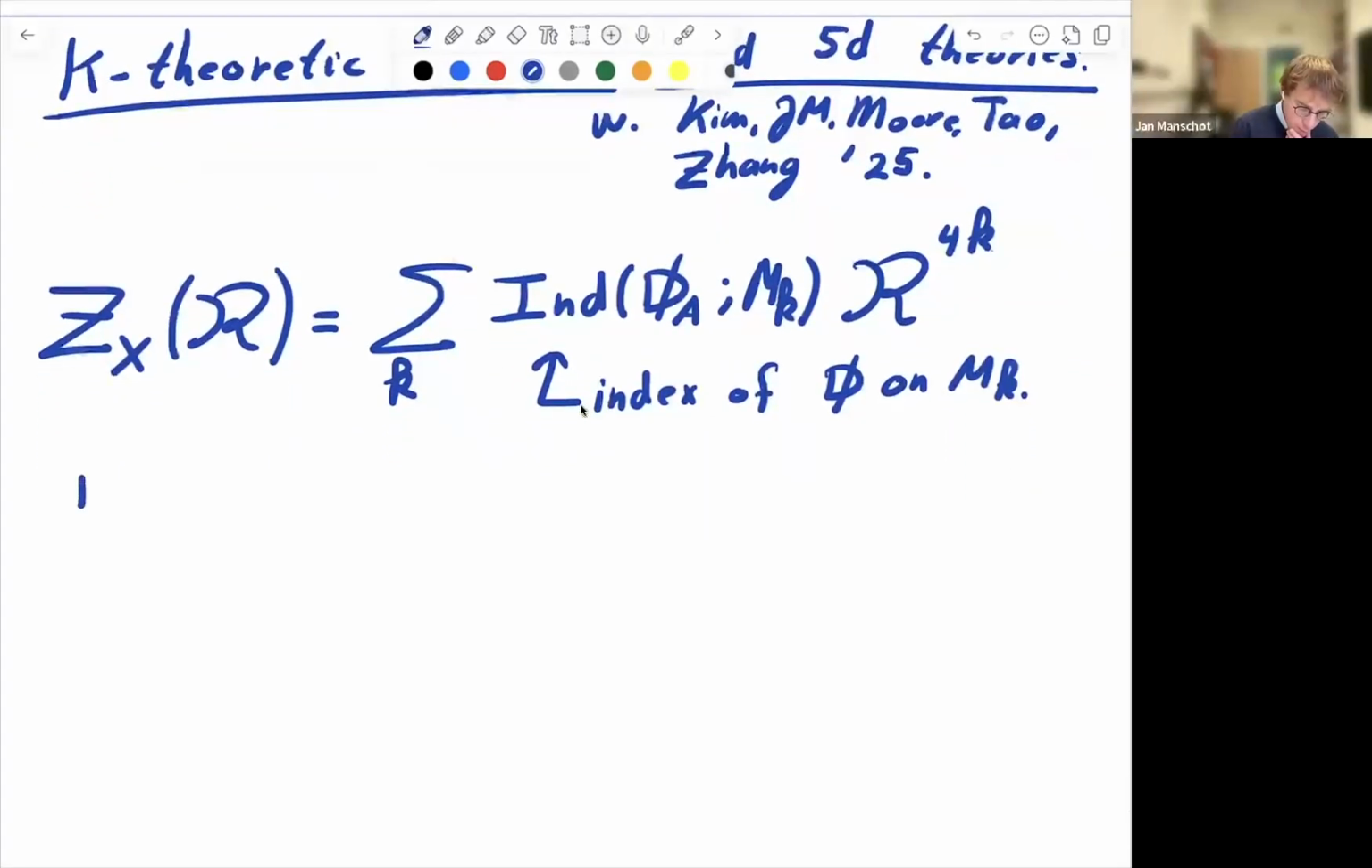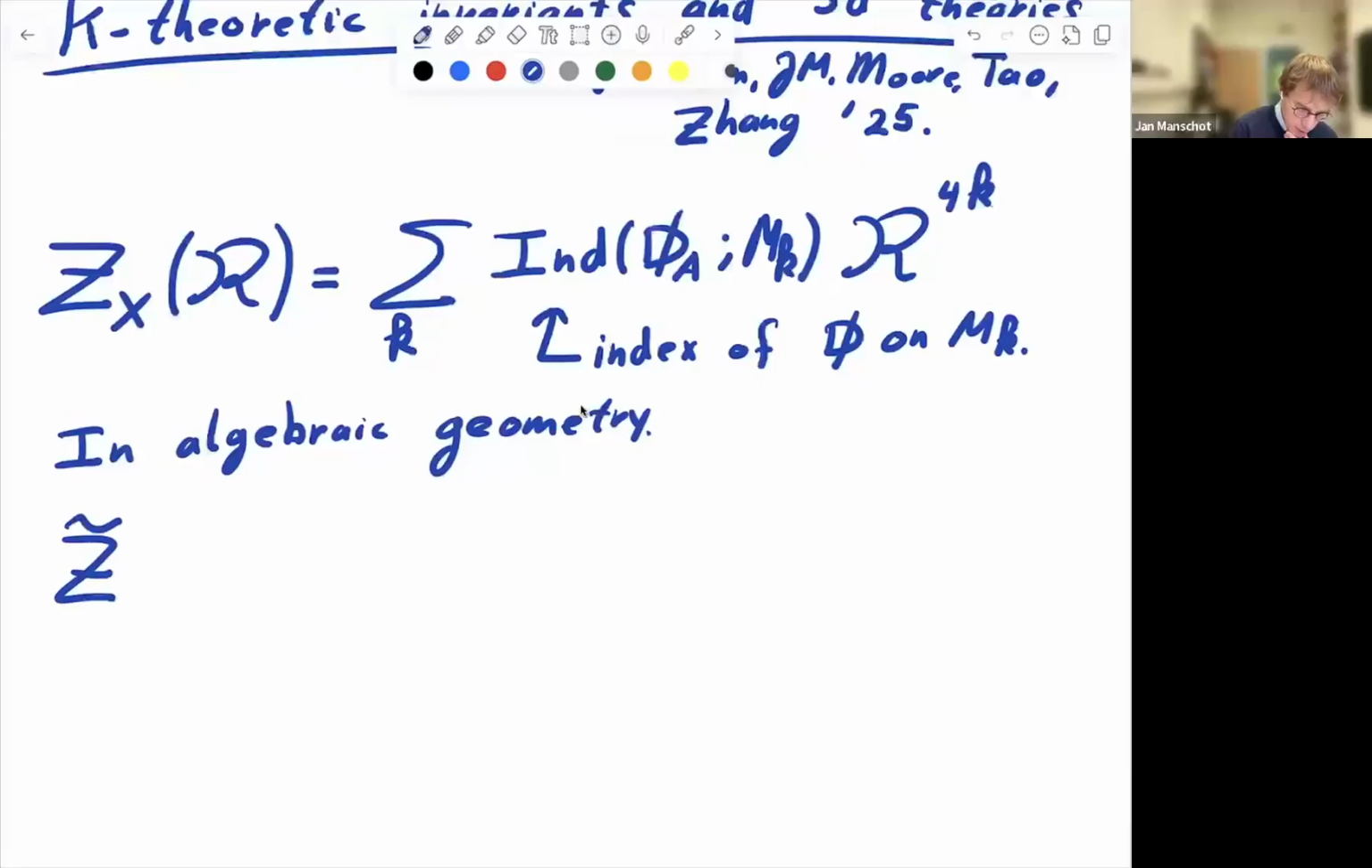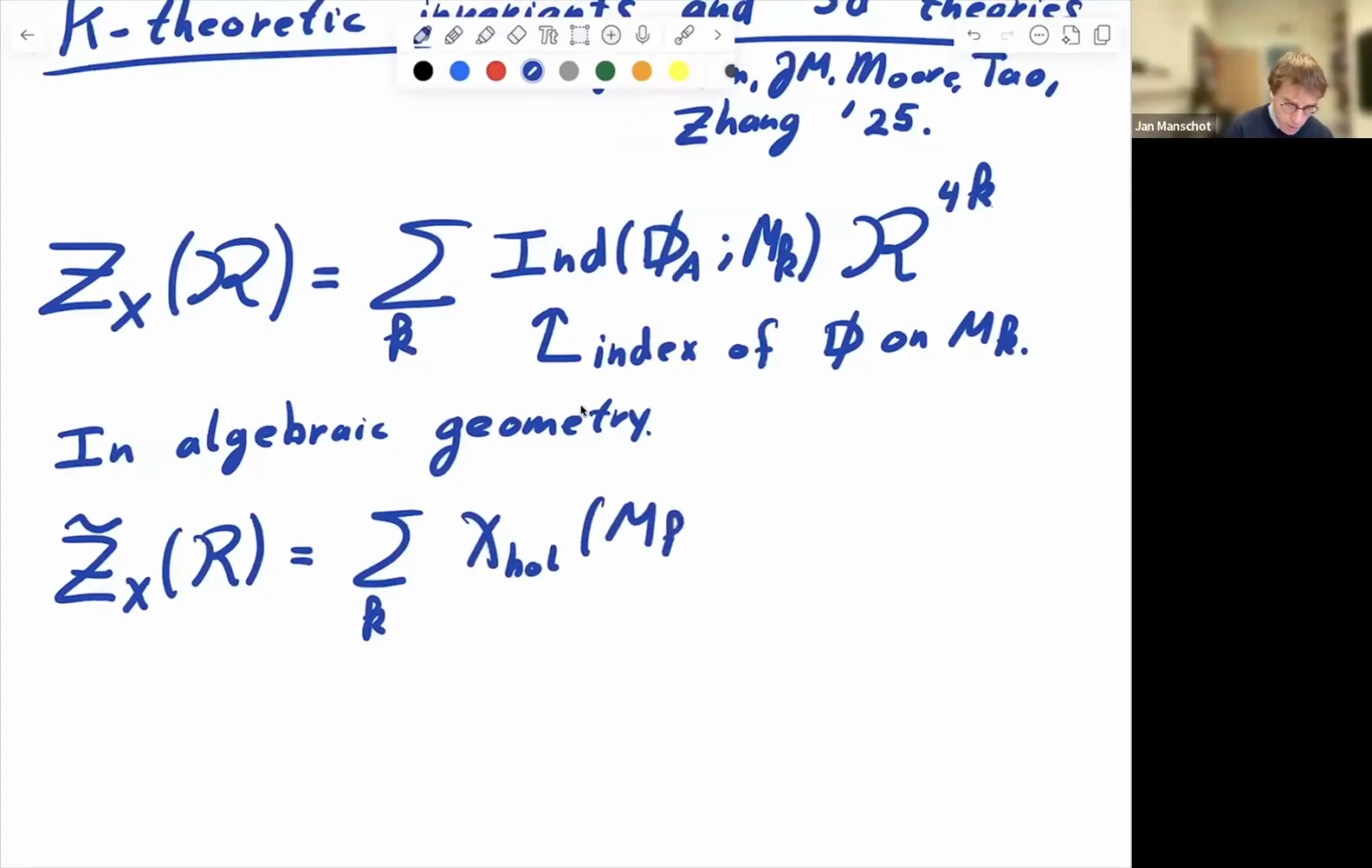In algebraic geometry, people will study a slightly different but closely related generating function. I will denote it by Z tilde X of R. It is the sum over the numbers k, and now we are summing over the holomorphic Euler characters of Mk, R to the 4k.